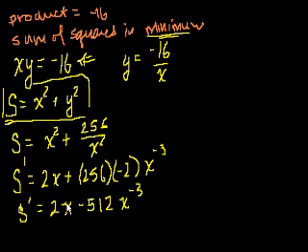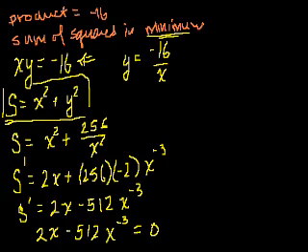We want to find a local minimum or maximum, or maybe a global one. So we want to figure out where the slope is equal to 0. So this is the slope, and let's set this equal to 0. We get 2x minus 512 x to the minus 3 is equal to 0.